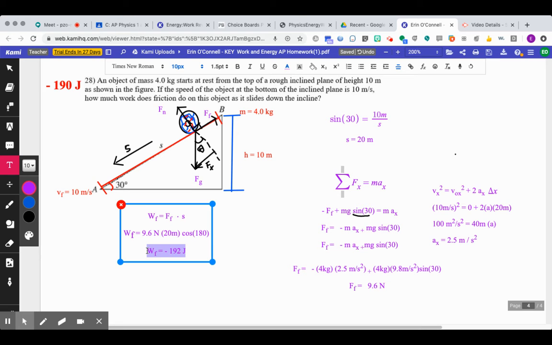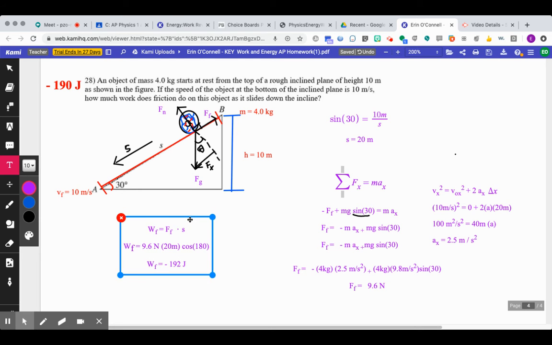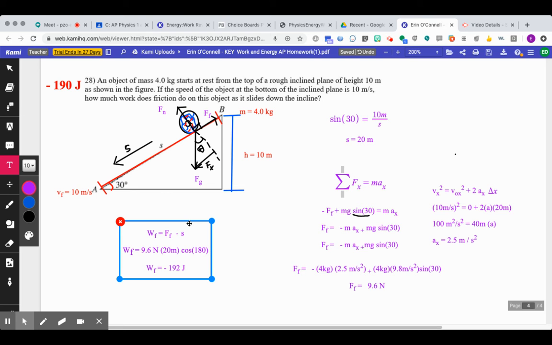Okay, so that's the work done by friction. Another way in which we could do it, any ideas? We could use the fact that net work equals the change in mechanical energy. We could find the net work and then the work done by the x component of the force of gravity and then subtract them. But this way works just as well, and it's the method that we've been using from the previous problems. So we're going to stick to it.